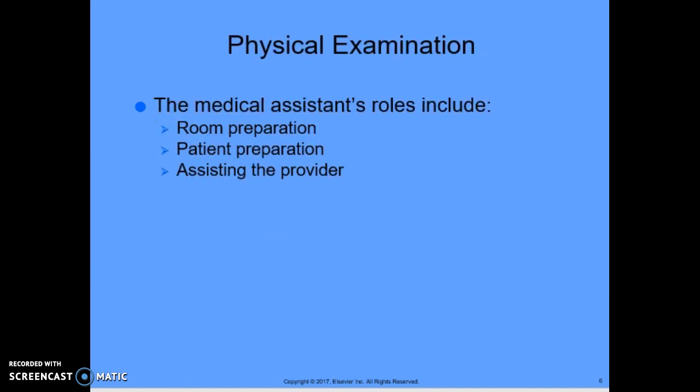So, physical examination, and what is your role as a medical assistant? You are going to prepare the room, you are going to prepare the patient, and you will assist the provider in helping him to find his findings.